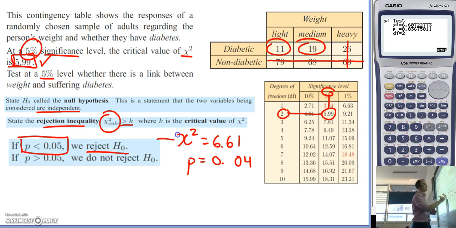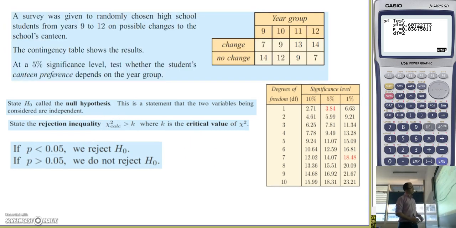So remember, you need your x-squared value and your p-value. You reject it if x-squared is greater than the critical value, and you reject it if your p-value is less than your significance level. One more example.